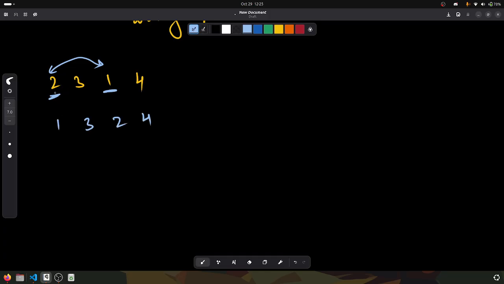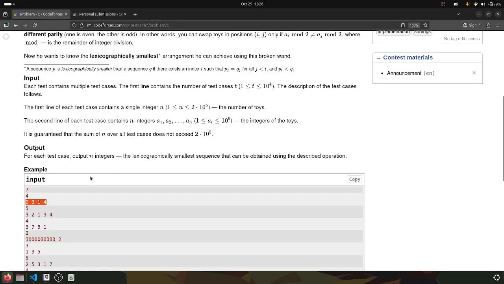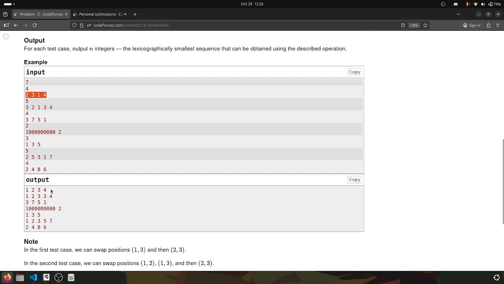Since this was even and this was odd, this operation was possible. Now, since 2 is smaller than 3, we can again swap these two to get the array 1, 2, 3, 4. And this is actually the lexicographically smallest array that could be possible with these integers. So this will be the answer. The answer for the first test case is 1, 2, 3, 4.